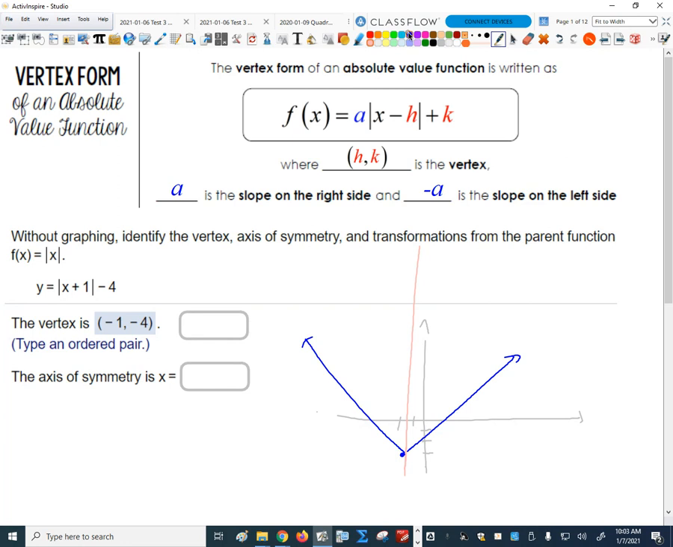Well, if the coordinates of the vertex are at (-1, -4), what's the equation of our axis of symmetry? If it's a vertical line, how do we name a vertical line?